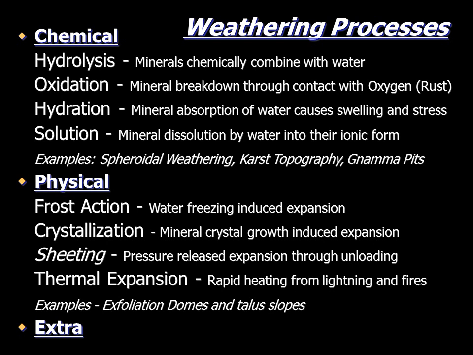Alright, so we have a lot of weathering processes that we're going to talk about. We have chemical, which is hydrolysis, oxidation, hydration, and solution. Then we're going to talk about examples that form from chemical weathering: spheroidal weathering, karst topography, and gnamma pits. Then we're going to move on into physical processes: frost action, crystallization, sheeting, and thermal expansion. And then examples: exfoliation domes and talus slopes. And then we have a little bonus at the end, which is basically biological.